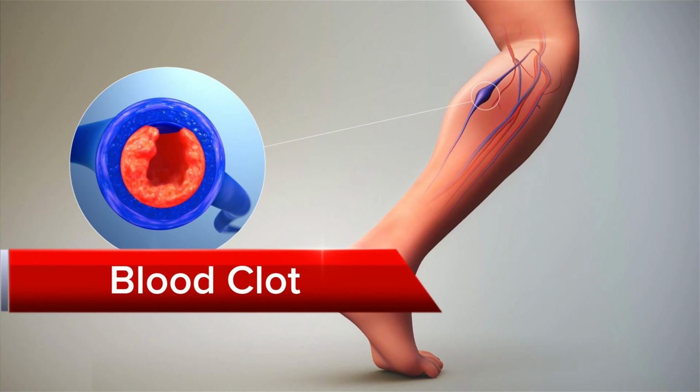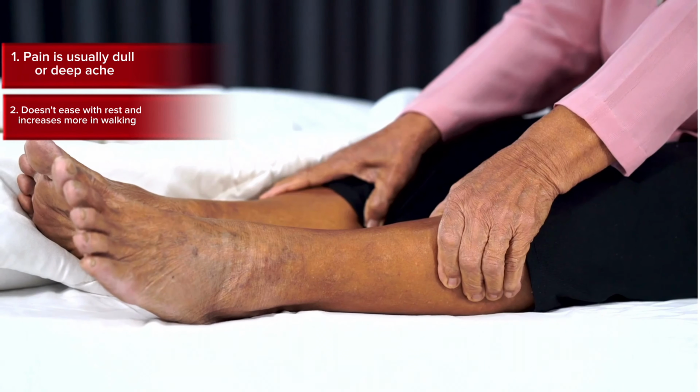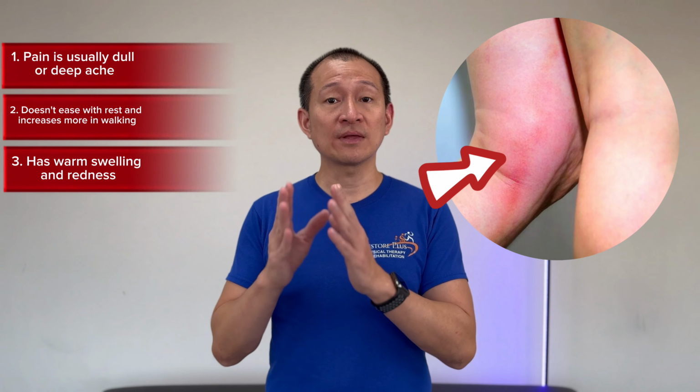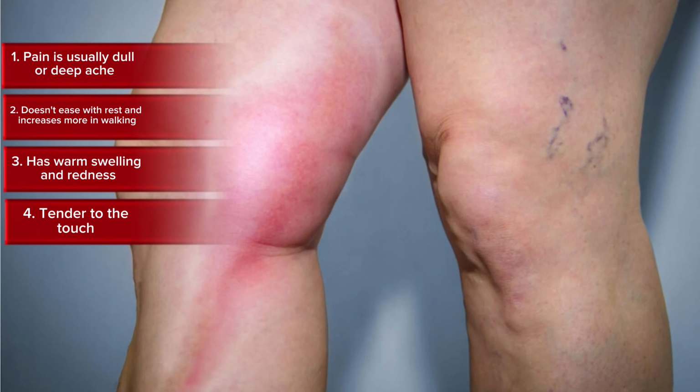A blood clot, on the other hand, has similar symptoms, but there's a slight difference. Number 1, the pain is usually described as dull or a deep ache. Number 2, the pain doesn't ease with rest and may increase with walking. Third, there's swelling on the lower leg, but the blood clot also has warmth and redness. And fourth, the lower leg is very tender to the touch.